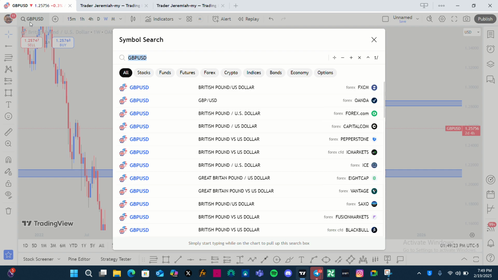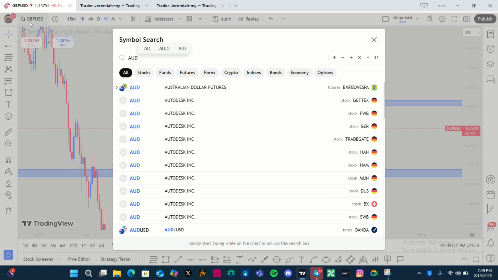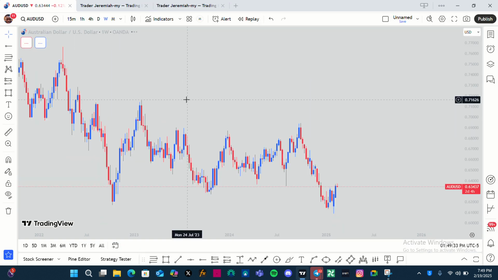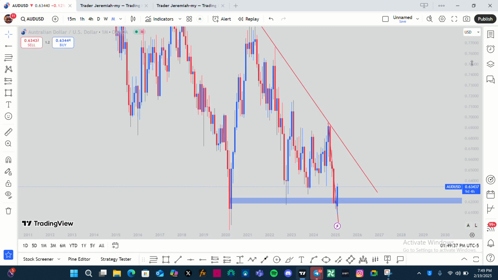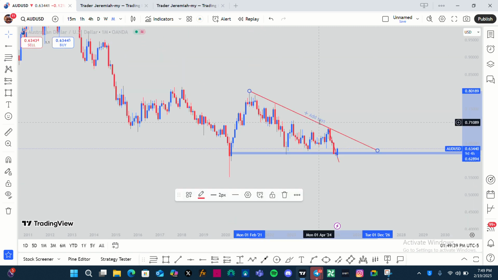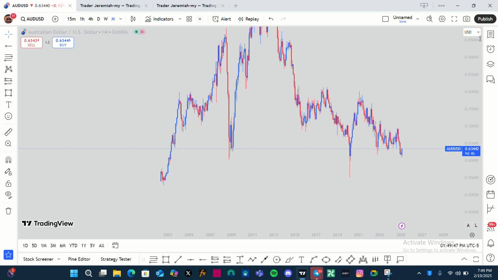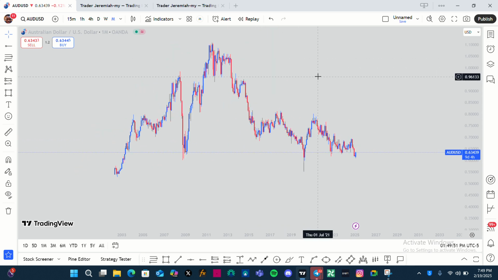So let me show you one more example on AUD USD, Australian dollar versus US dollar. First things first, I will go on the monthly time frame to identify the overall direction of the market, where price is heading overall. Okay, so the trend of this market as well is to the downside.